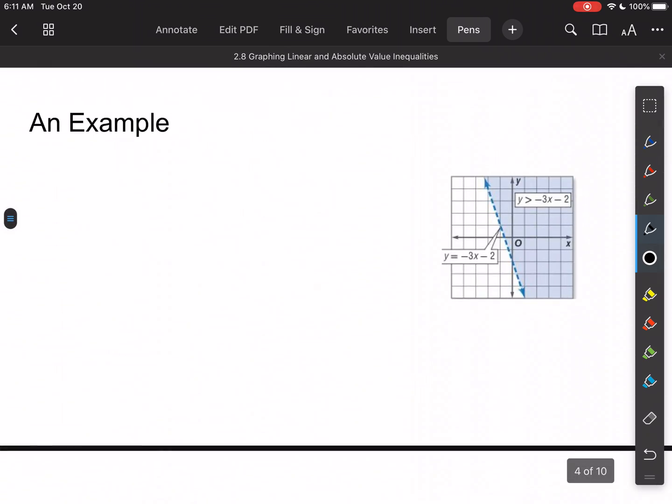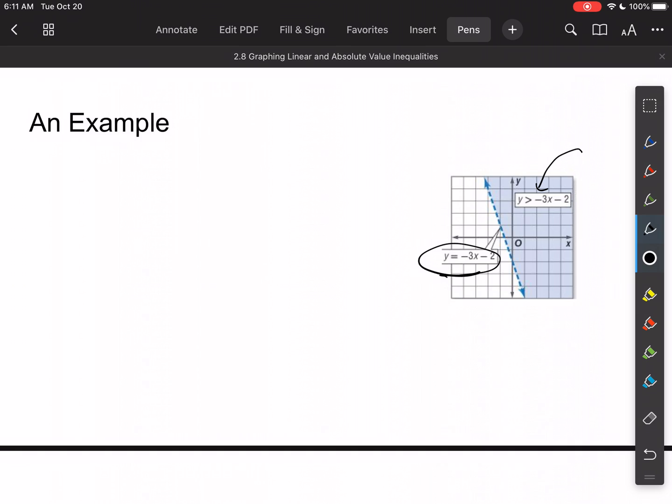Oh, and look, there's an example that was much nicer than the one I just drew, but that's okay. Notice they did the same thing here where they graphed the line y equals -3x minus 2, with a dotted line. Then they asked what this looks like if y is greater than -3x minus 2. So here's a greater than example. When it's greater than, it's above the line.